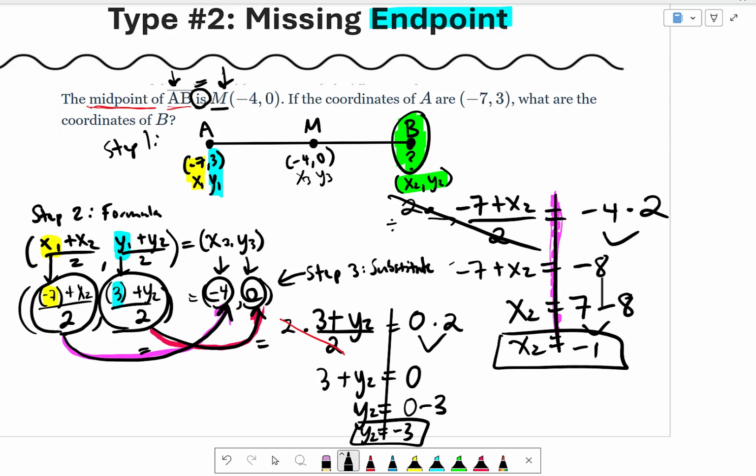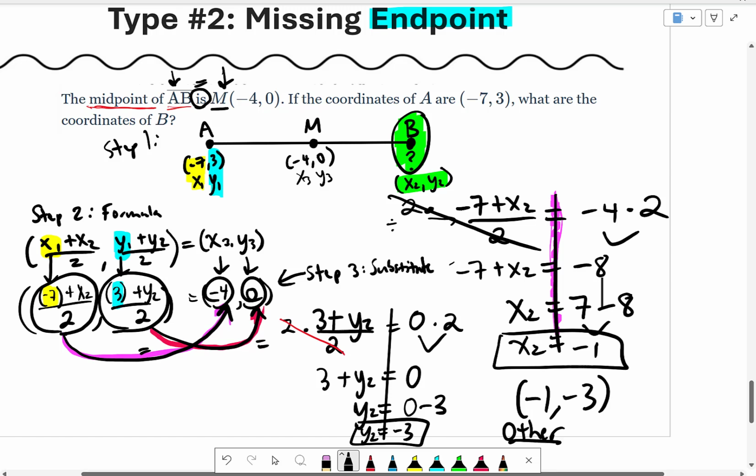And now we're going to write the two answers together. So I have negative 1, negative 3, and that is my other endpoint.